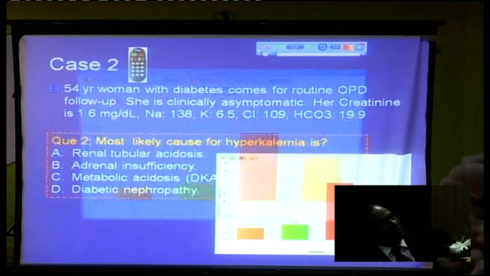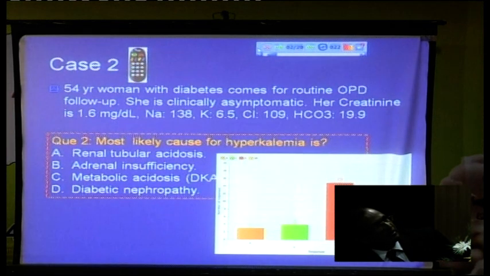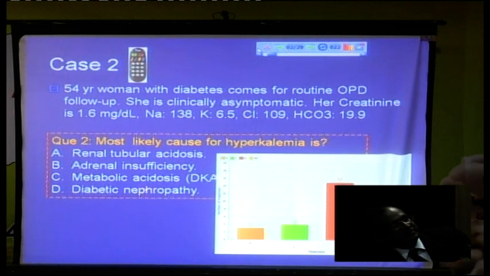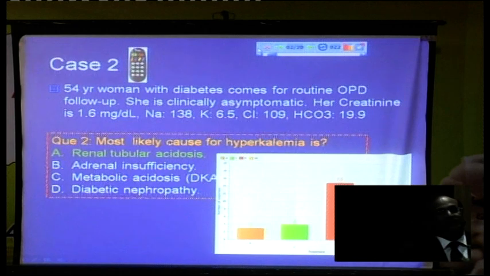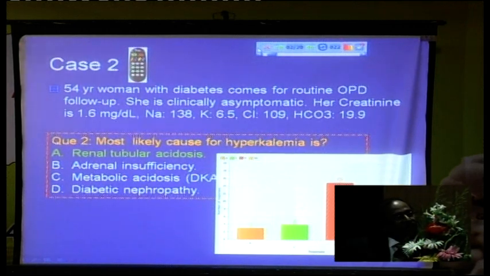All right. Majority of you say D, which is diabetic nephropathy. Okay. The correct answer is renal tubular acidosis. There is no renal problem. Okay. Fine.